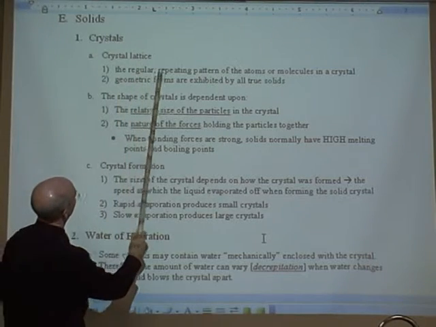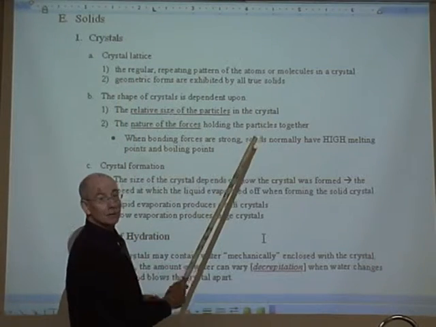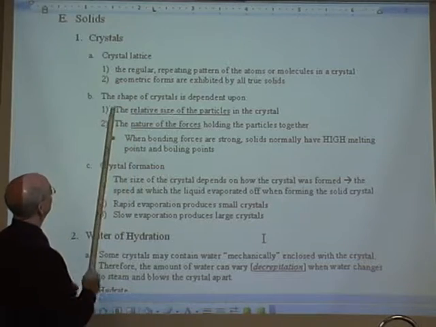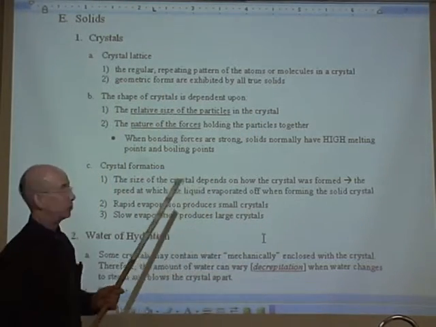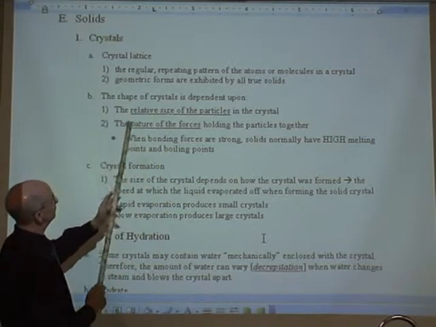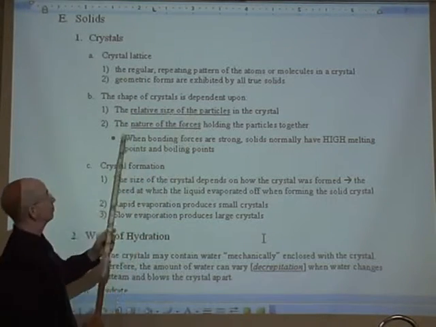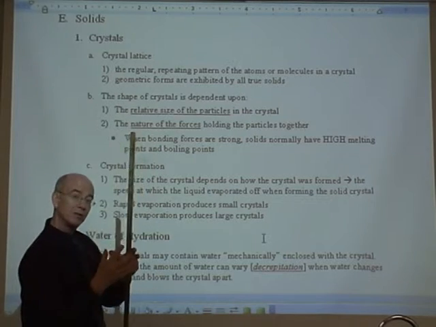A lattice is simply a regular repeating form of atoms and molecules in a crystal, and all true solids have crystalline nature. The shape of the crystal depends on the size of the particles in the crystal and the forces that put that crystal together.